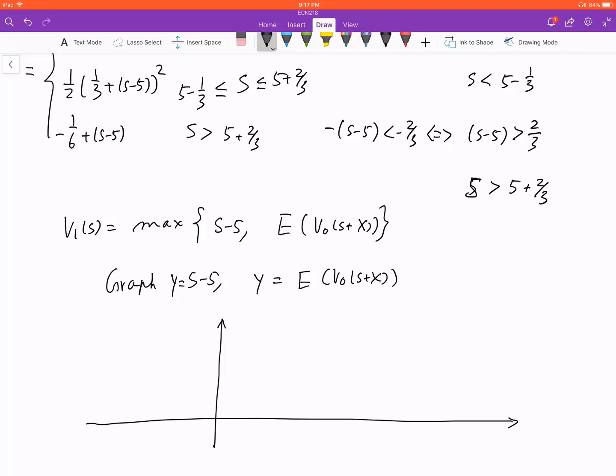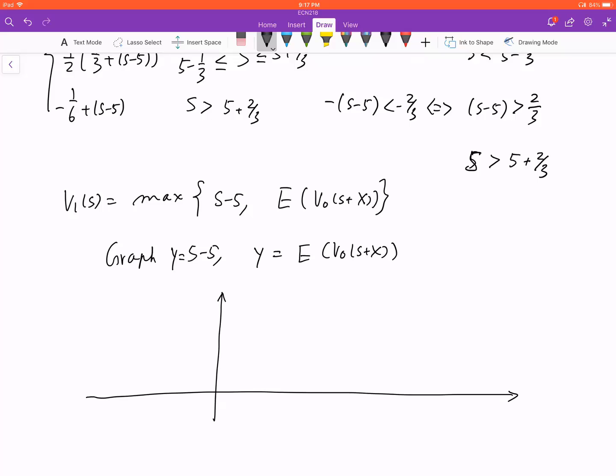So let's look at where 5 minus 1/3 is. Let's say this is 5, and this is 5 minus 1/3. This is S, and this one over here is 5 plus 2/3. Now let's use a different color for S minus 5. So this one over here is S minus 5. In fact, let's go back a little bit. Yeah, S minus 5 is this function. Now, what about the other function?